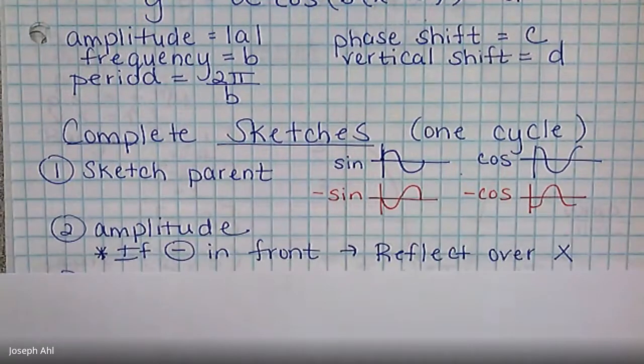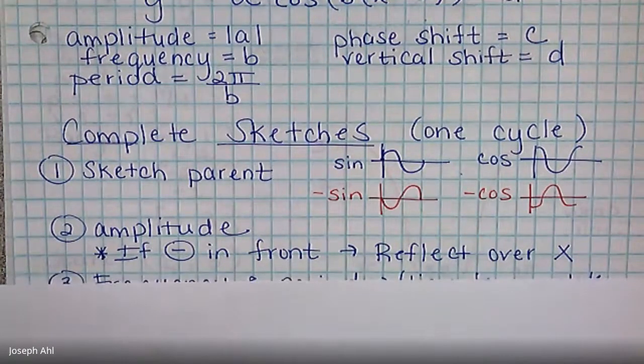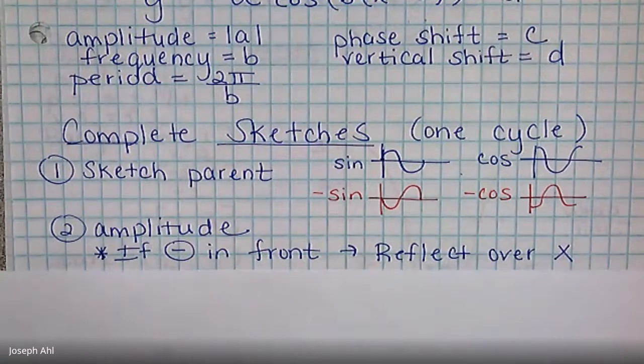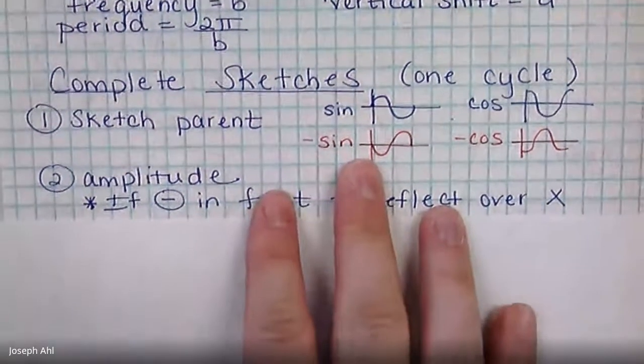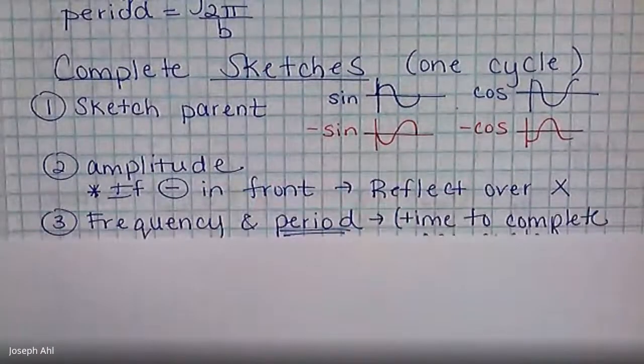All right, in terms of the amplitude, that's going to be something we identify and we list. And if there's a negative out front, of course, you want to flip it over the x-axis. The amplitude is always, in fact, a positive number, though. Okay, so amplitude is something we'll list when we go to make a complete sketch.